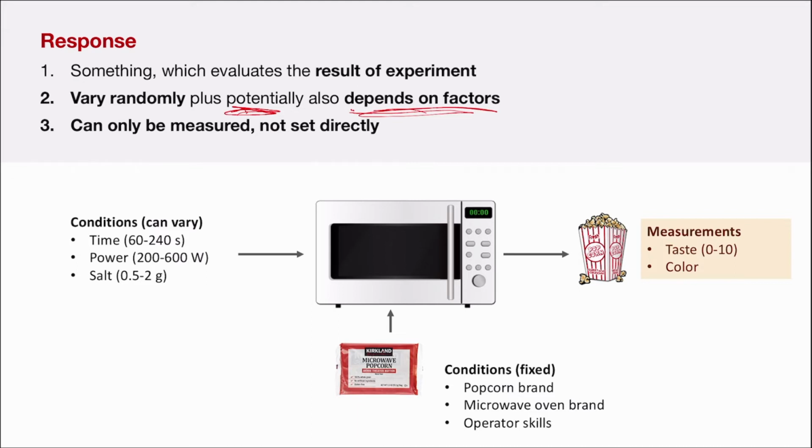And we know one very important thing about response. We cannot set it directly. So you cannot, for example, set taste directly to 5. You cannot run an experiment and say, okay, I run an experiment to get popcorn of taste 5. It's impossible. But what you can do is change factors and believe or hope that the final taste will be equal to 5, right? So we can change the response only indirectly. It means that we can only measure the response.